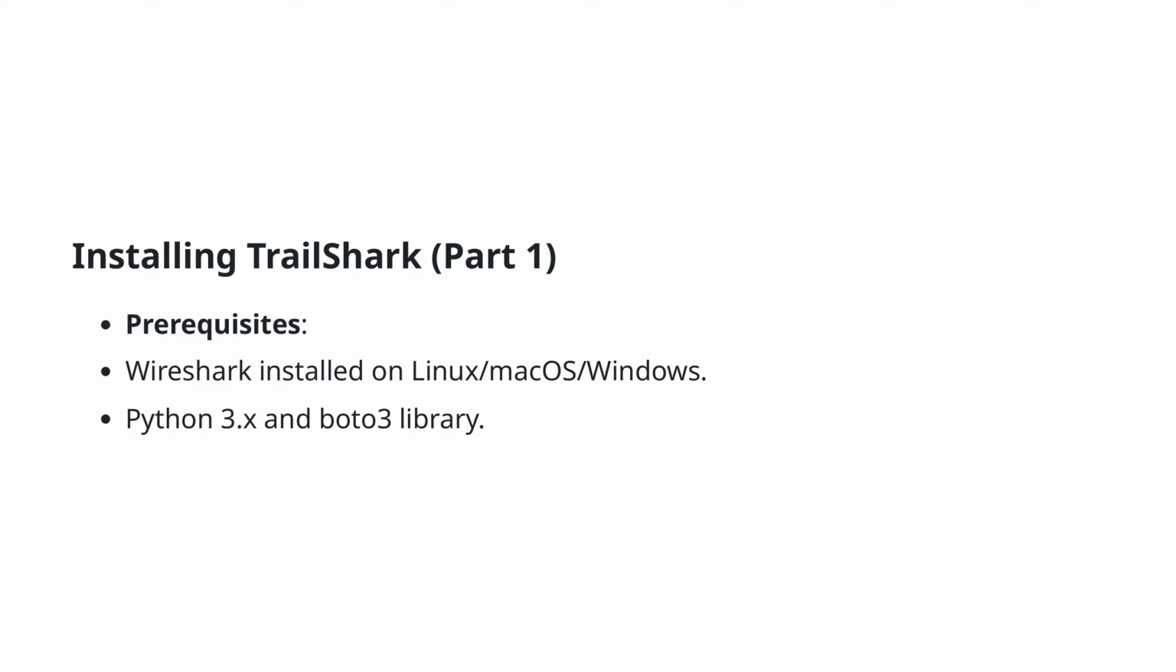Now that we understand the role of TrailShark in enhancing visibility and detecting unauthorized activities in CloudTrail logs, let's move on to the installation process. To get started with TrailShark, ensure you have Wireshark installed on your operating system, whether it's Linux, Mac OS, or Windows. Additionally, you need Python 3.x along with the Boto3 library. These prerequisites are essential for installing and running TrailShark effectively.